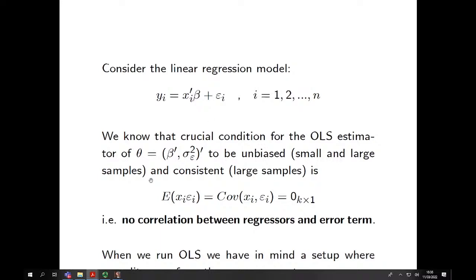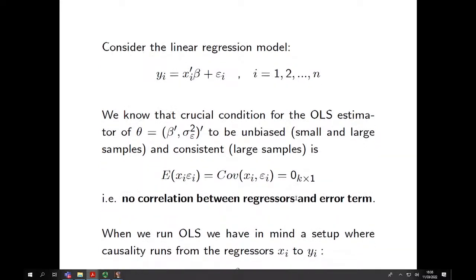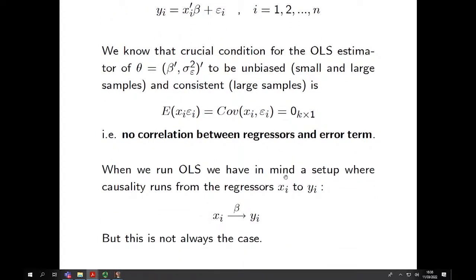Okay? And we know that for the OLS to be unbiased in small and large sample and consistent in large sample, the correlation between the regressors and the error term must be equal to 0. And we know this very well. So, when we run OLS, we have in mind a setup where causality runs from the regressors to the dependent variable, and of course the link between the two is given by the beta coefficient. But we are now understanding that this is not always the case.